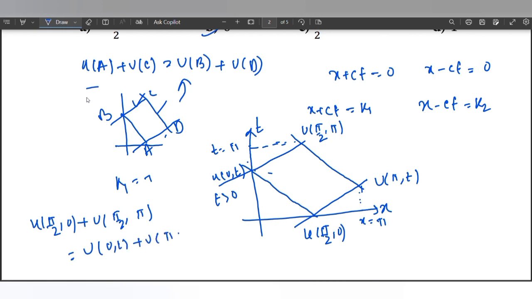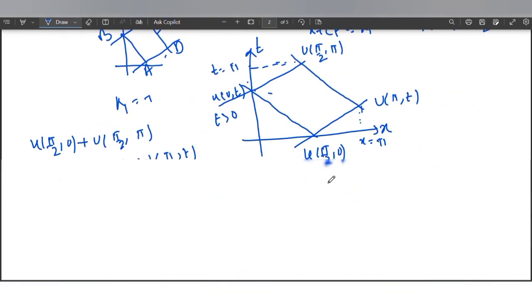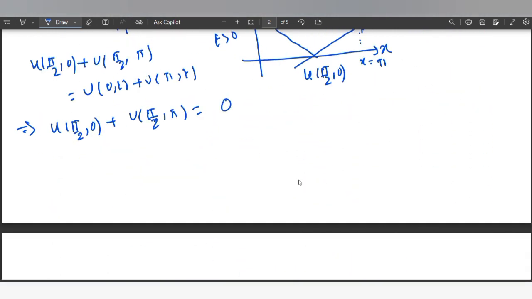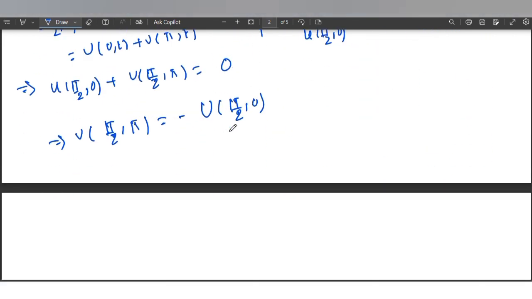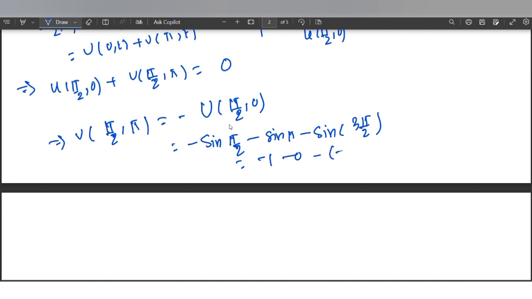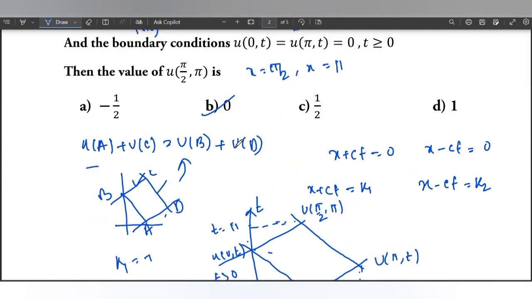So we know that u of 0 comma t equal to 0 and u of pi comma t equal to 0. So u of pi by 2 comma pi equals minus u of pi by 2 comma 0, and u of x comma 0 equal to f of x. Now put the value: minus sin pi by 2 minus sin pi minus sin 3 pi by 2. This implies minus 1 minus 0 minus of minus 1, which implies minus 1 plus 1 equal to 0. So this is the answer.